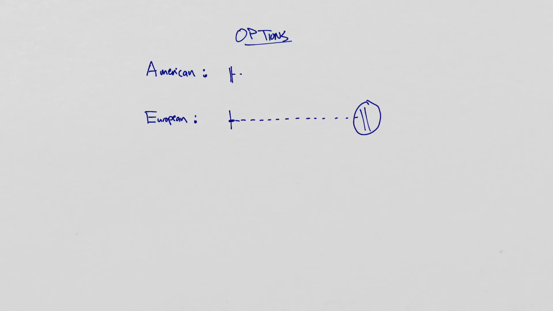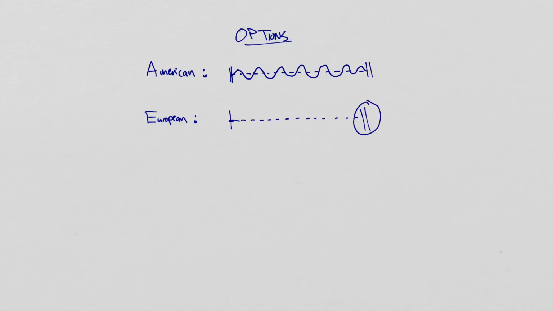But for an American option, it's a little bit different. This derivative does have a finite life, but you're allowed to take your profit or loss at any time before expiration of this option.